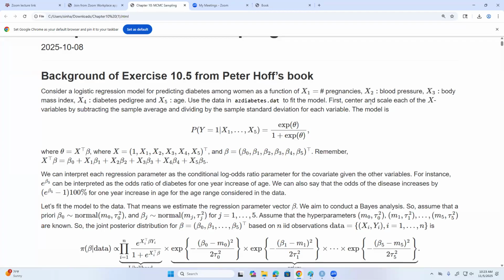Okay, now first, center and scale each of the x variables by subtracting the sample average and dividing by the sample standard deviation for each variable. We do it for numerical stability. And if x is a numeric variable, you do it. But if x is a categorical variable, don't do it. So be careful about how the variable is recorded. So make sure you understand, don't apply it blindly to any data set. Understand the variables, the nature of the variables, and then apply.